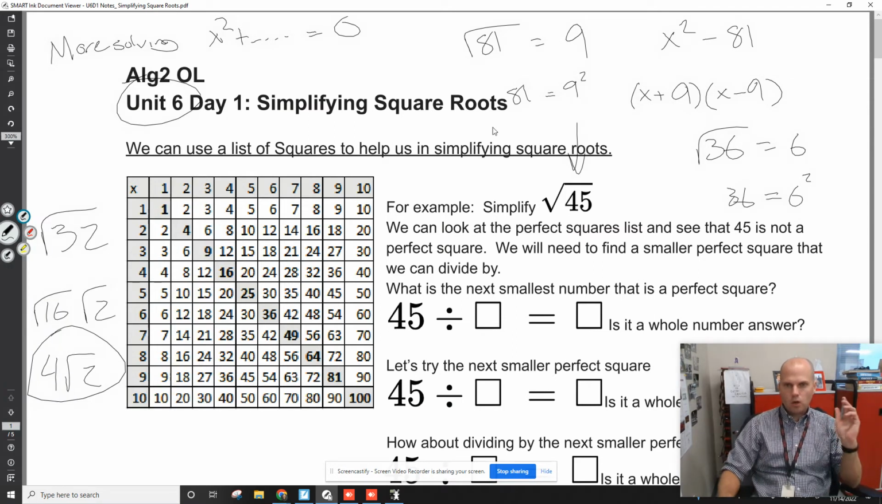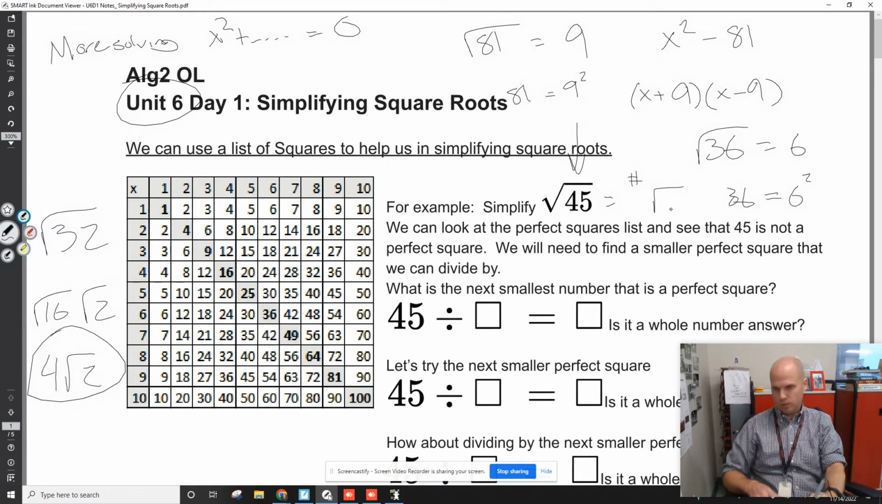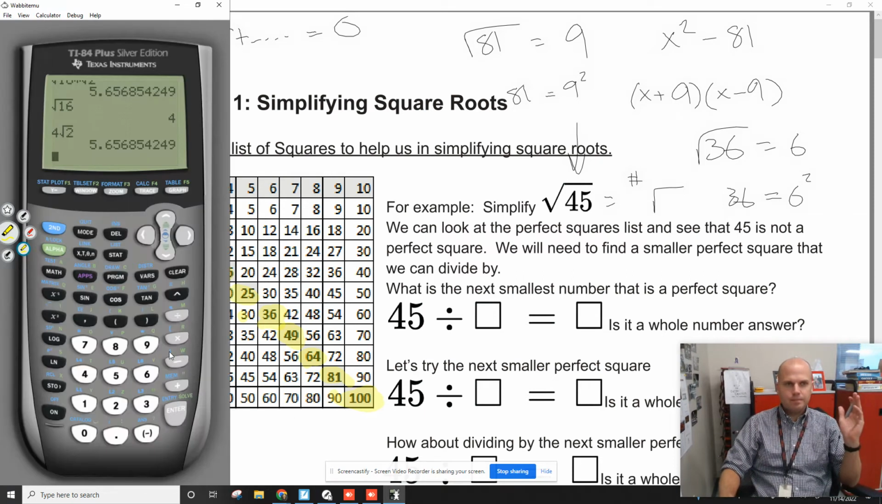So our goal here is to simplify root 45 into some amount of easier square roots. What we're going to do is focus on our perfect squares. All these numbers are perfect squares, like 25, 36, 49, 64, 81, 100. And all we're going to do is try to figure out what perfect square can be divided into 45.